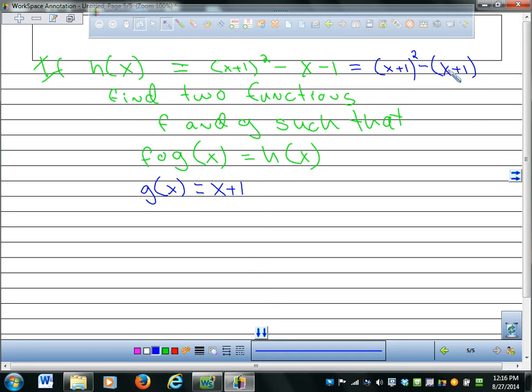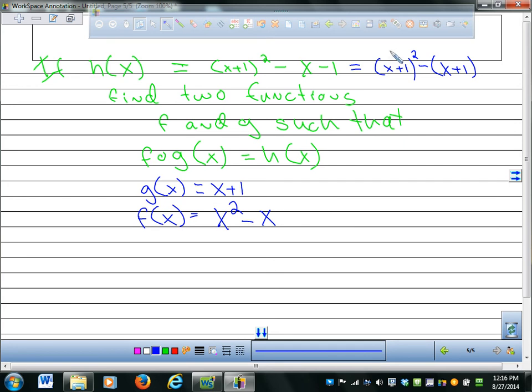Then I say, there's an x plus 1 in both of these pieces, right? Then I could write f of x as what? f of x is what? x squared minus x squared minus x. The last one, this last one, it's taken care of, right?